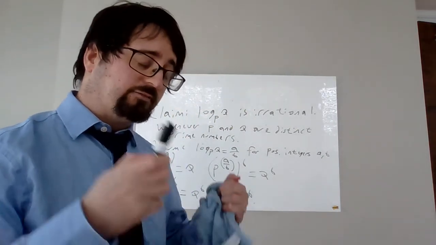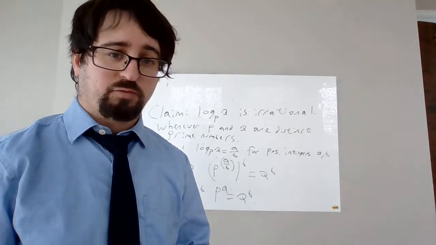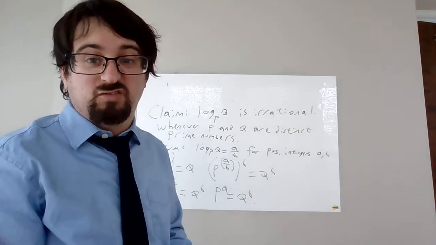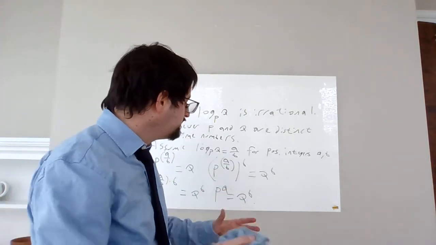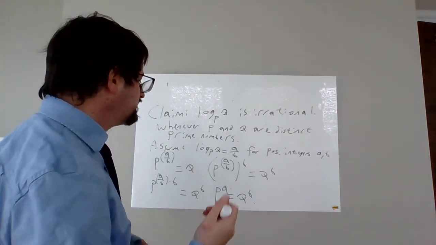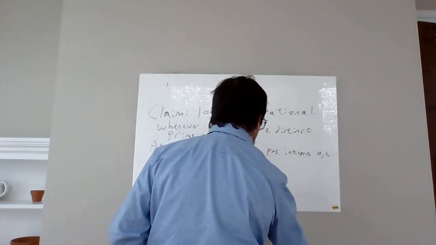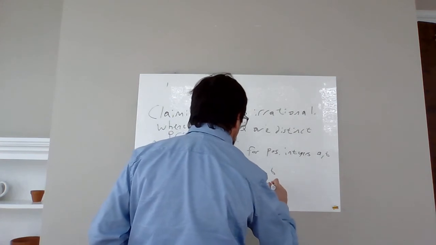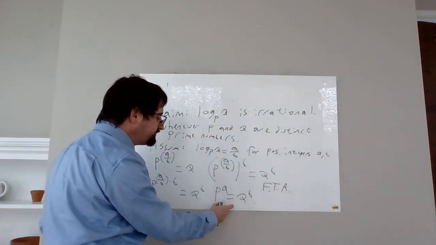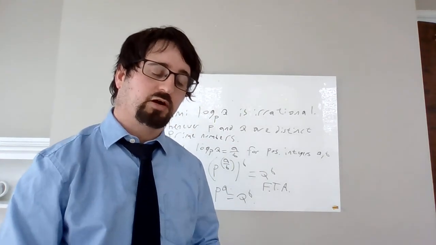Now, we don't have as immediate a contradiction from just evens and odds, right? Maybe p and q are both odd, for example, right? 3 and 5, p could be 3, q could be 5. But I claim this equation is still bad. And the reason this equation is bad is unique prime factorization, which we refer to as the fundamental theorem of arithmetic. And that says positive integers have a unique factorization into primes.